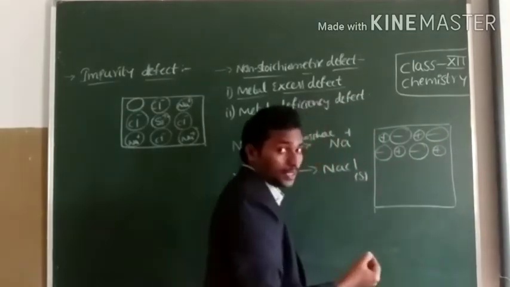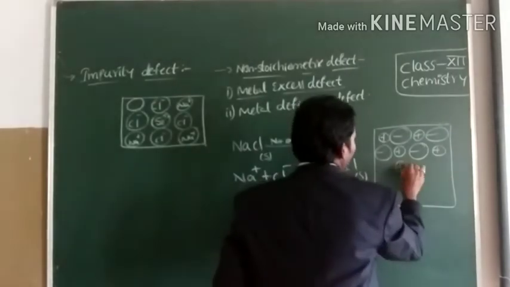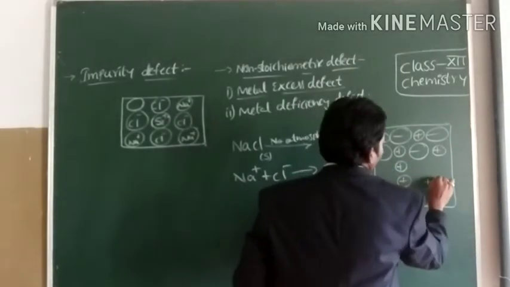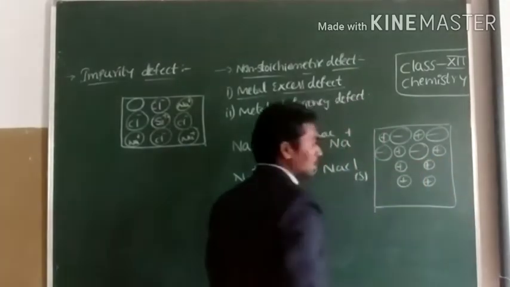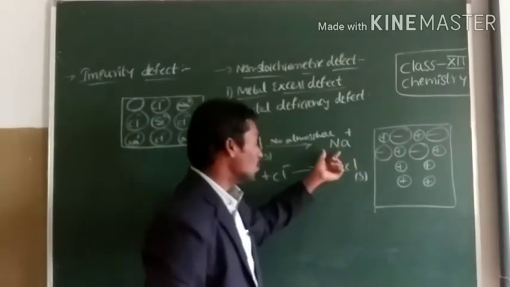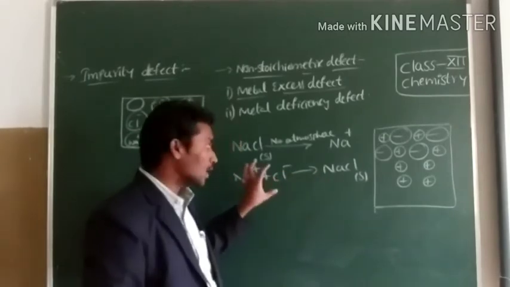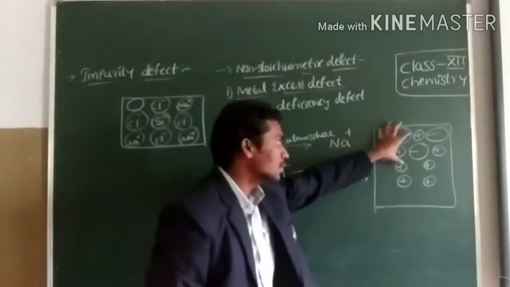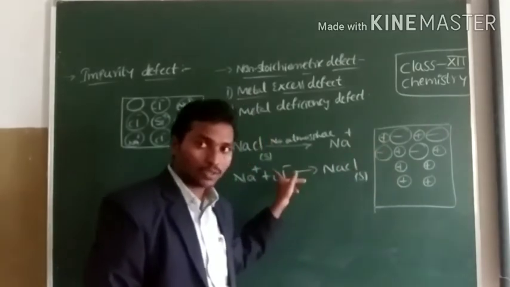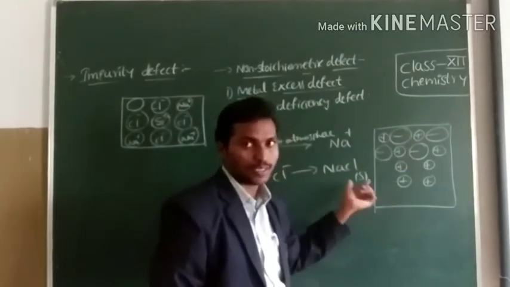So it's something like this. In this crystal, there is an excess amount of cations. When sodium metal loses an electron, when sodium releases an electron, the electrons are diffused into the crystal lattice, or the electrons reside in the anionic portion of the crystal lattice.